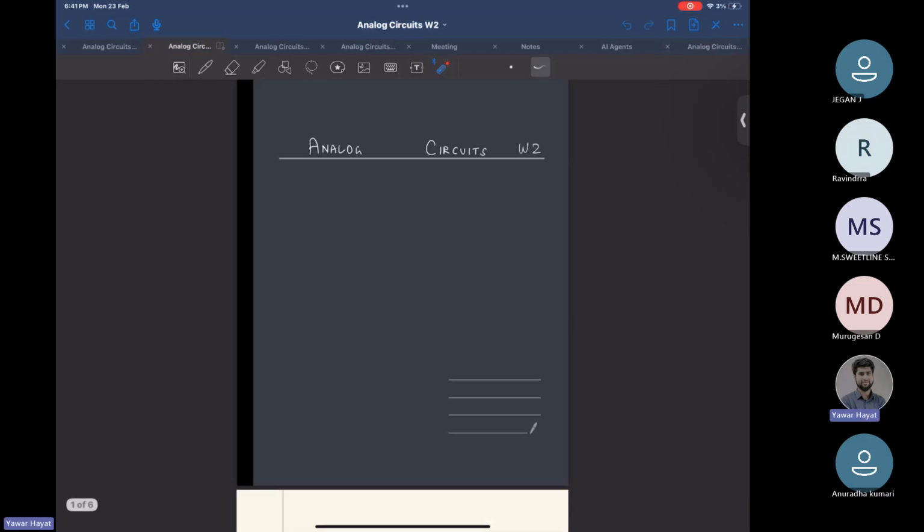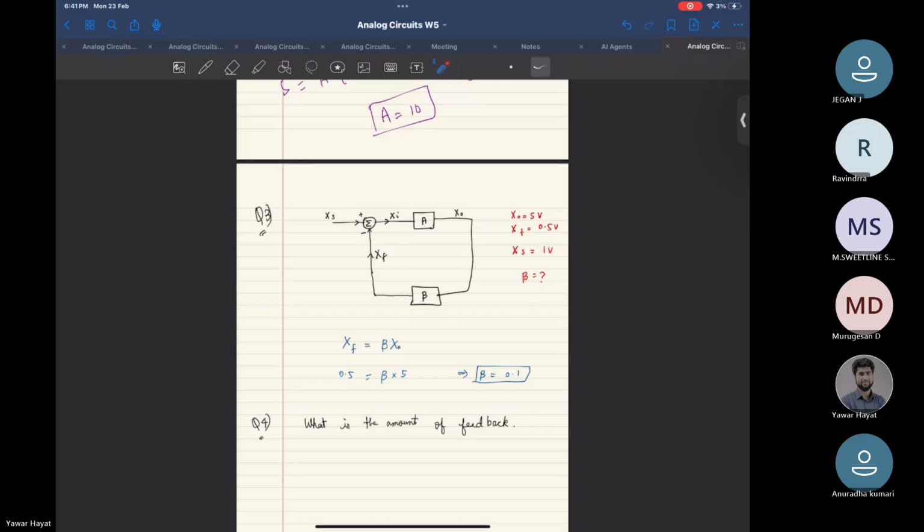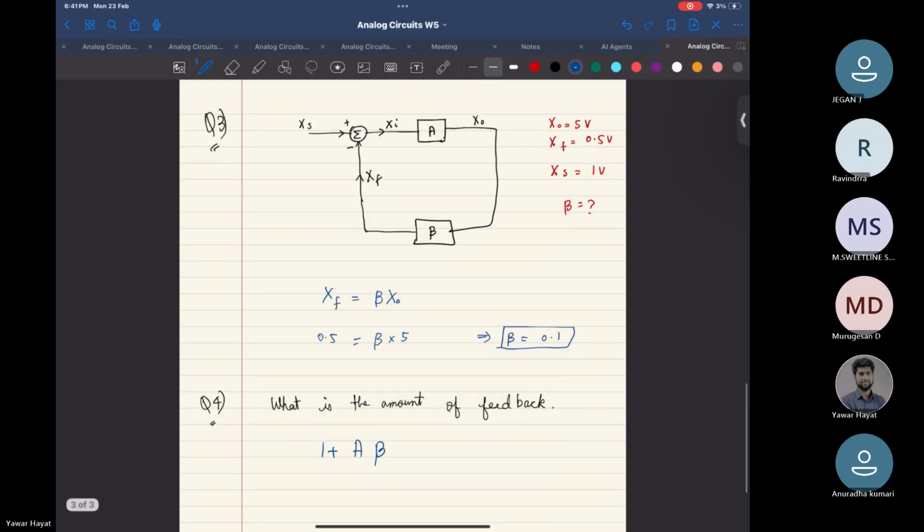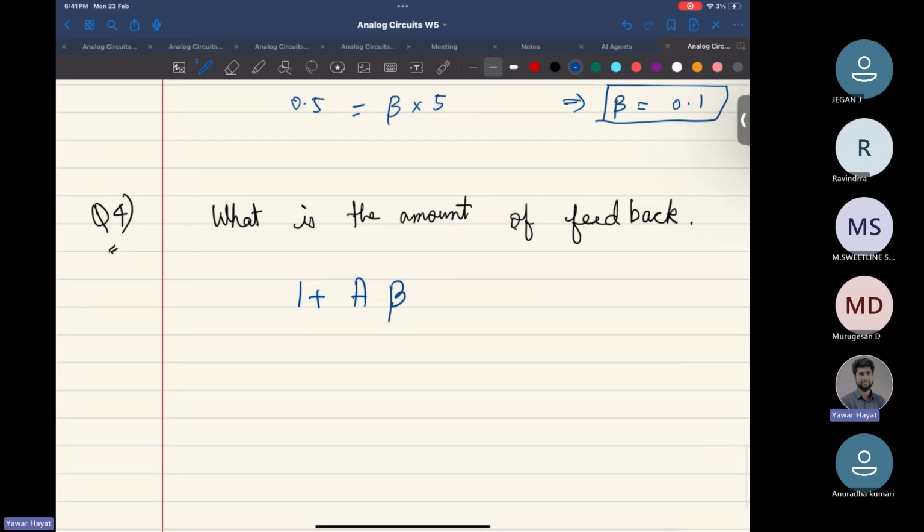Coming from your control systems theory, you know that it would be equal to 1 plus A times beta, right? And what is 1 plus A times beta?